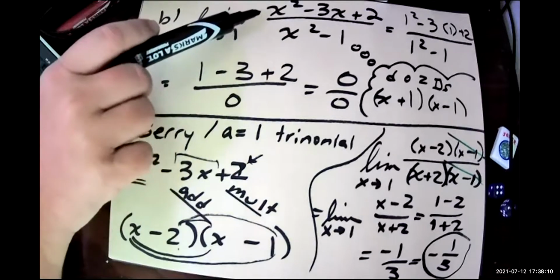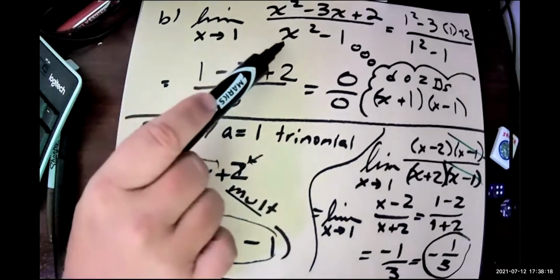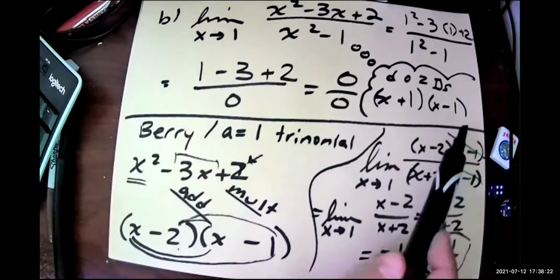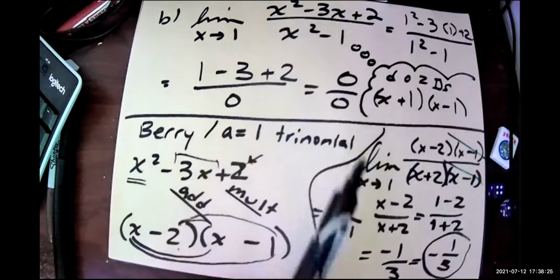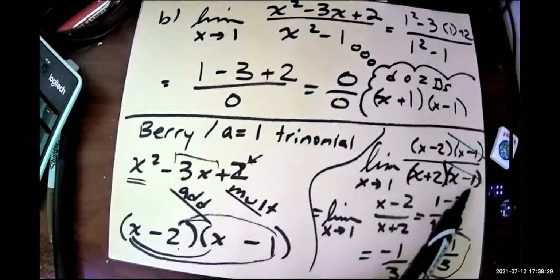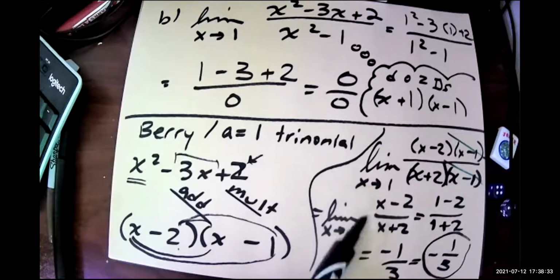This one factors nicely using the Berry method or the a equals 1 trinomial method, as you see here, into this expression. This one factors according to the difference of two squares method from factoring, which gives you this expression. If we replace the two polynomials with these two factored forms, the limit appears like this, and then these things cancel out, and we have alleviated the problem of divide by 0, and now you can finish and get your answer, and you get -1/3 as a solution.